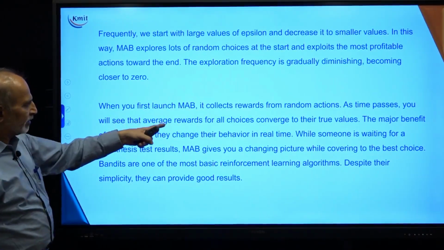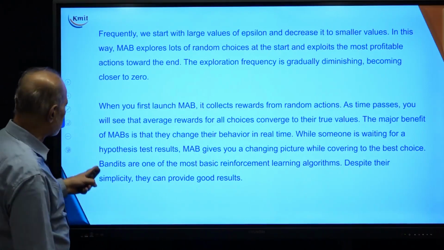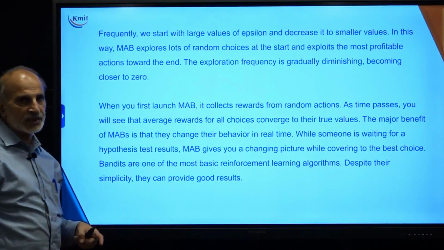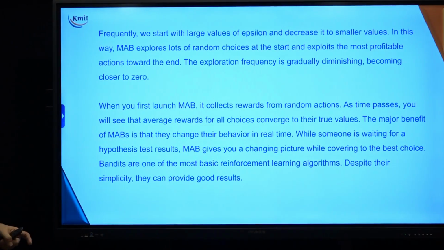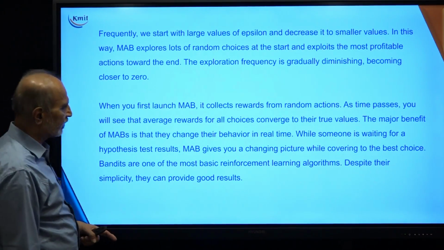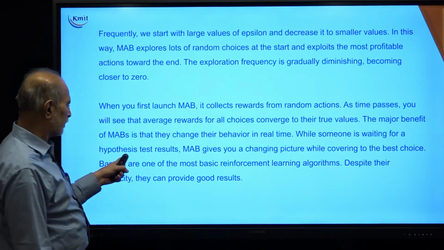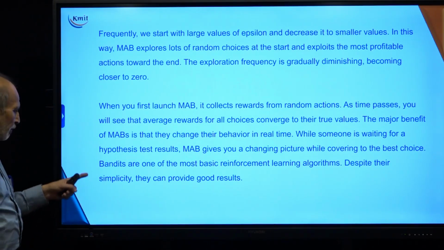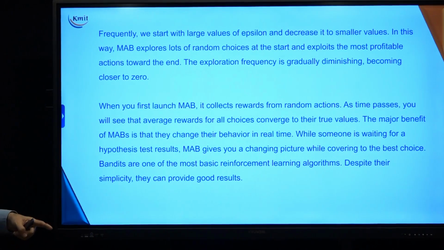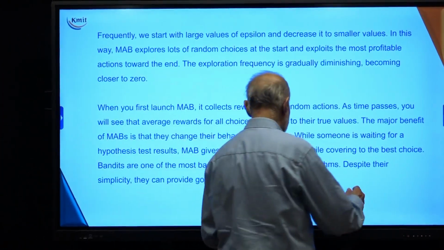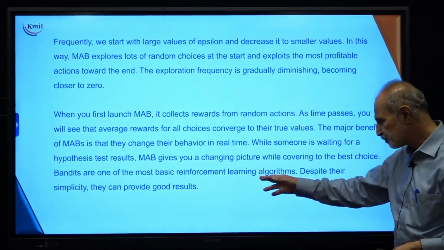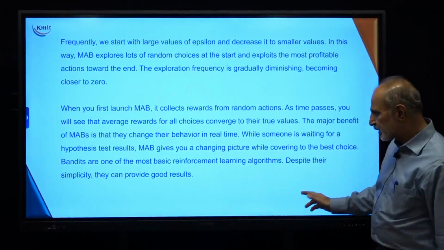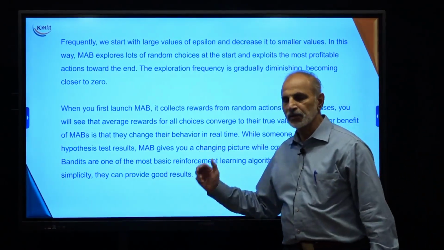When you first launch MAB, it collects reward from random actions. As time passes, you will see that the average reward for all choices converges to the true values. The major benefit of MAB is that it changes its behavior in real time, while sometimes you are waiting for a hypothesis test result, MAB gives you a changing picture while discovering the best choice. Bandits are one of the most basic reinforcement learning algorithms we teach in our machine learning and reinforcement learning course. Reinforcement learning bandit algorithms are very powerful. Despite their simplicity, they can provide a good amount of results.